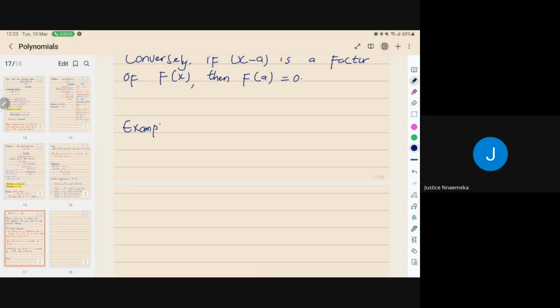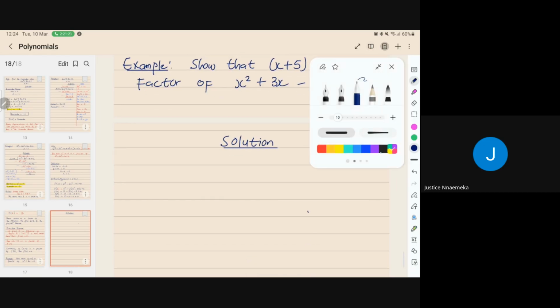Example: show that x plus 5 is a factor of x squared plus 3x minus 10. Solution. So how do we show this without dividing? It's possible, right? We can show this without dividing.